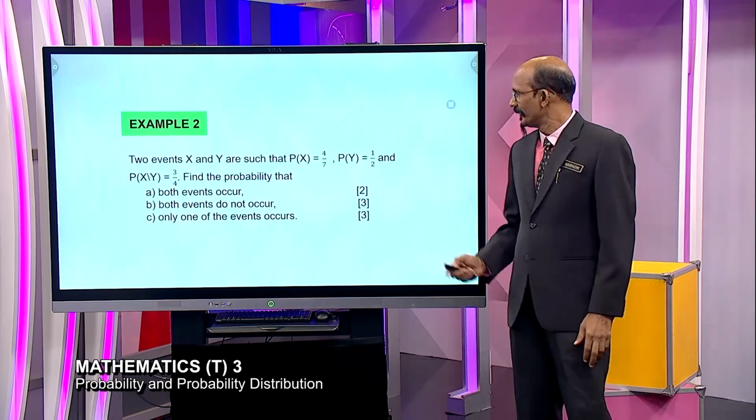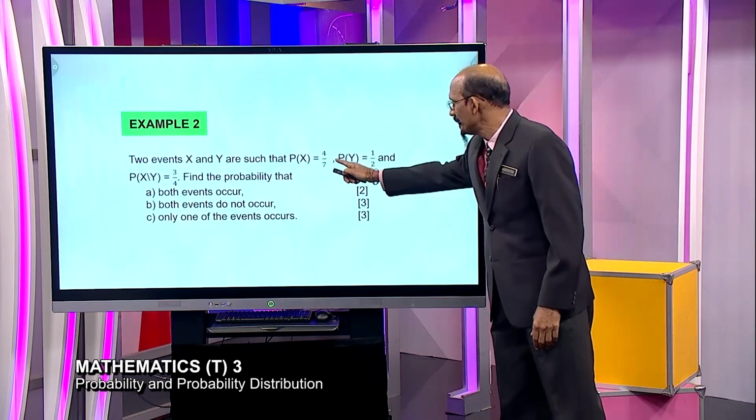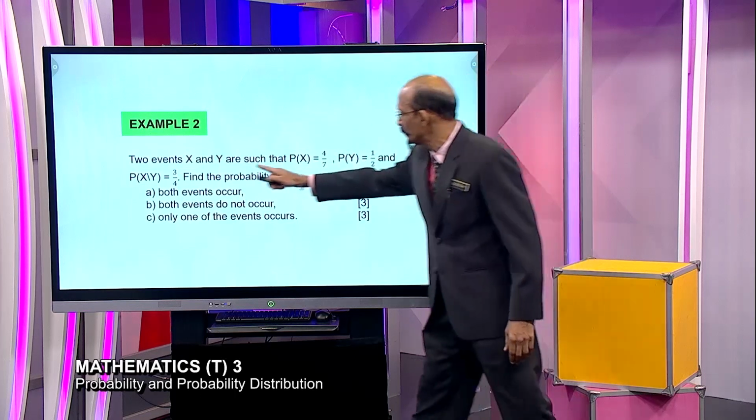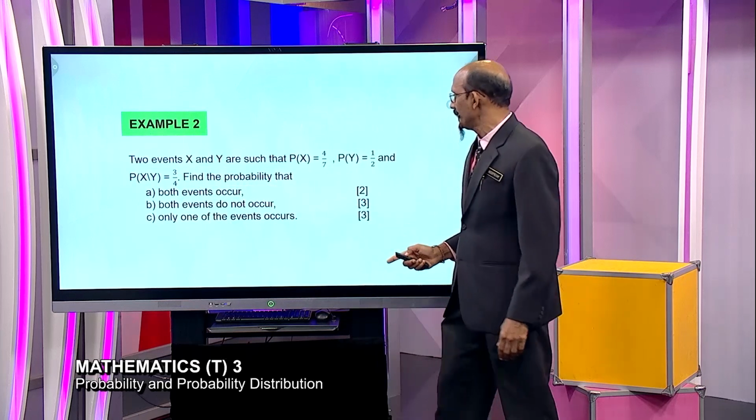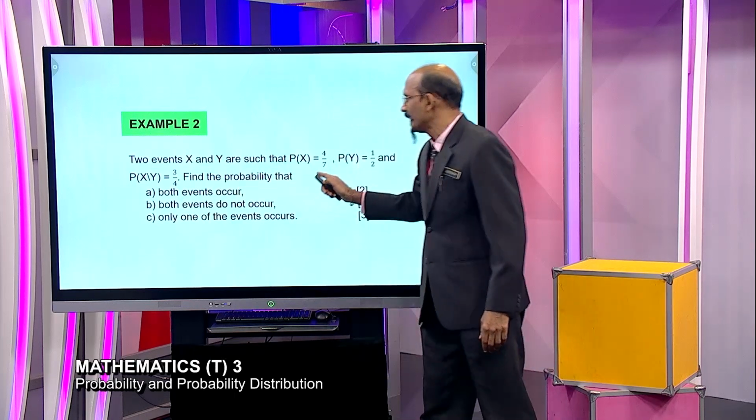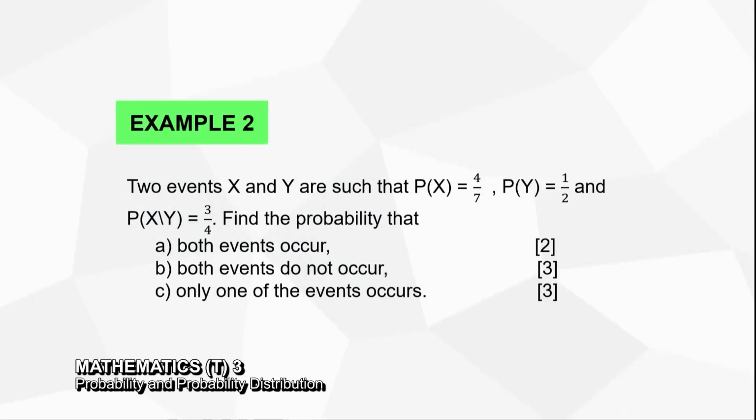Two events, X and Y, such that the probability is given. Once you see this, of course, you know these are conditional events. Then the question is, find the probability that... The key point is here: both. Once students see the word both, they should be able to use intersect.